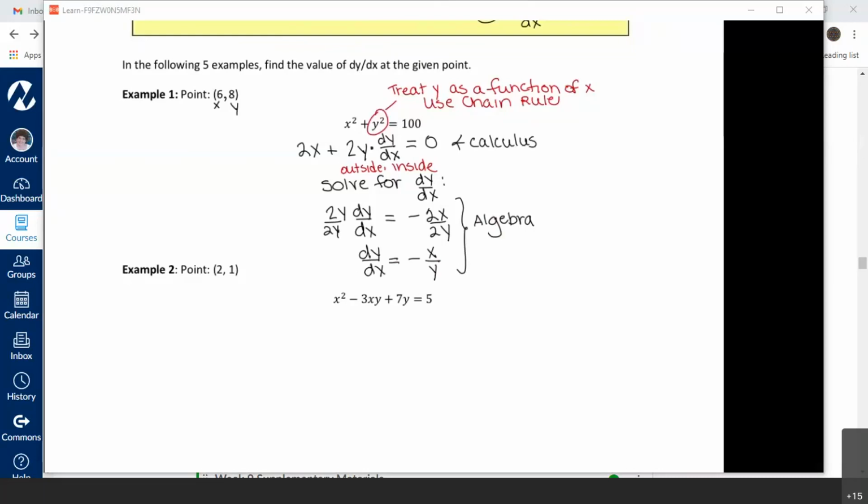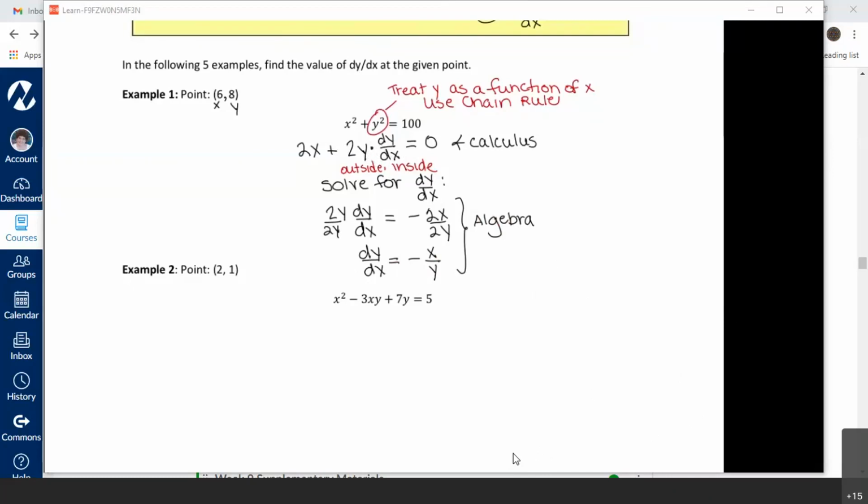Everybody all right with that? Let me stop at this point and ask if there are any questions. Anybody have anything about this that's not clear? Again, you can unmute, you can type it in the chat. Everybody get the drift of this chain rule step here?